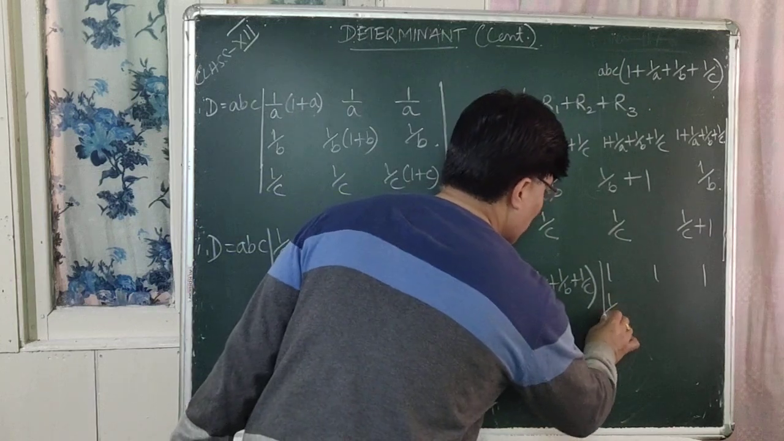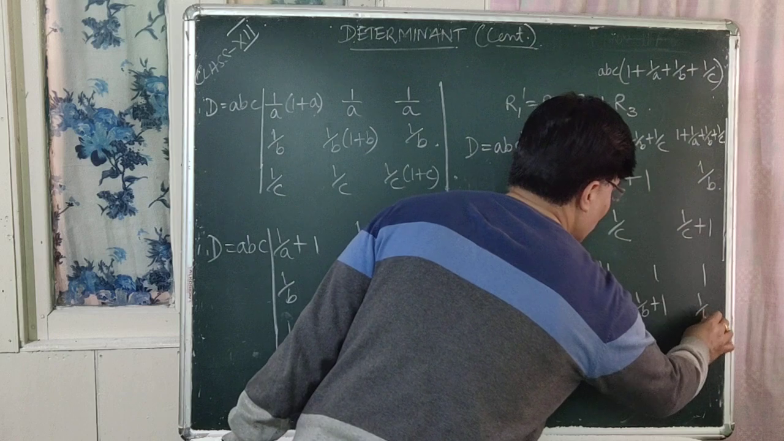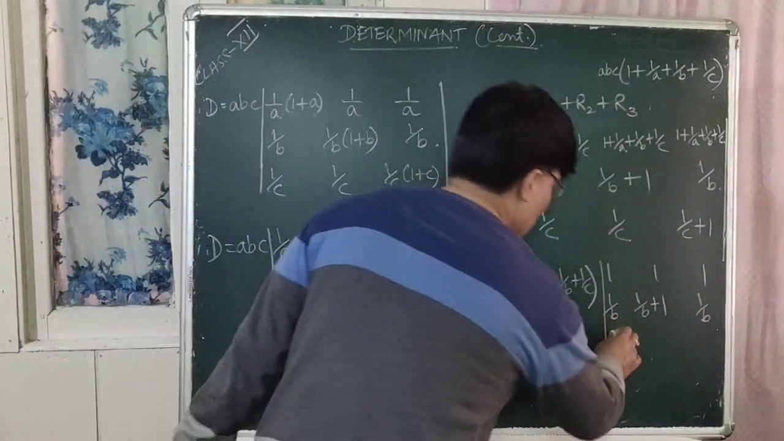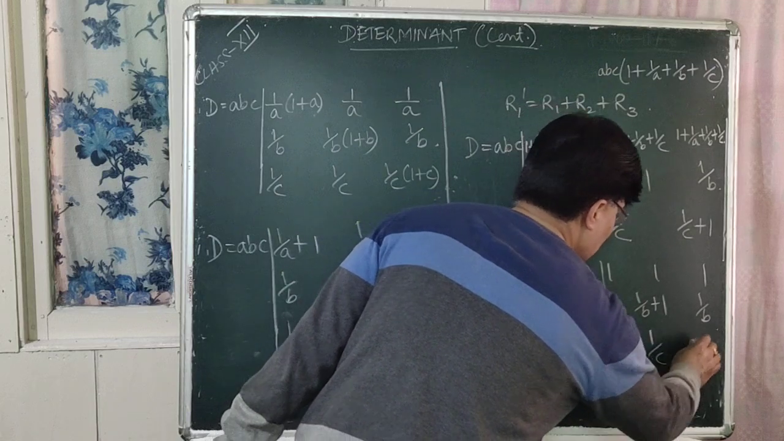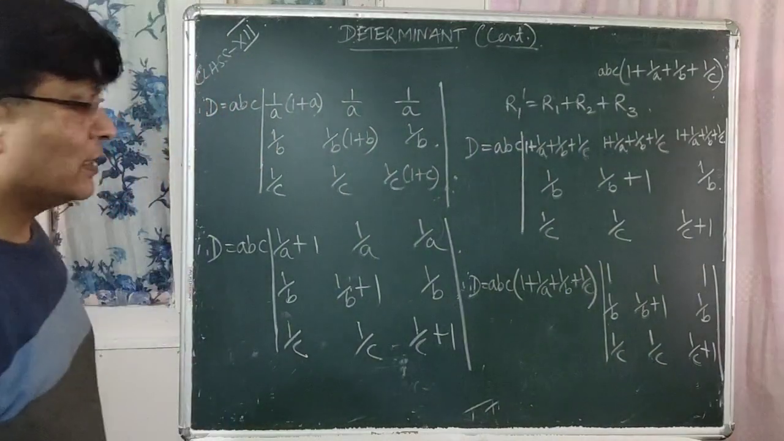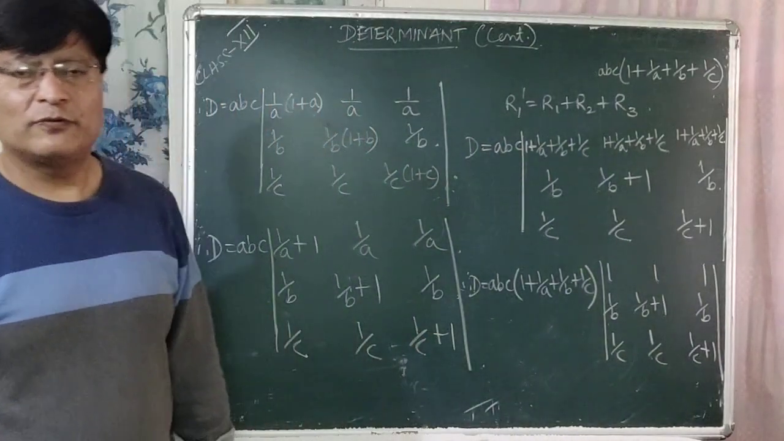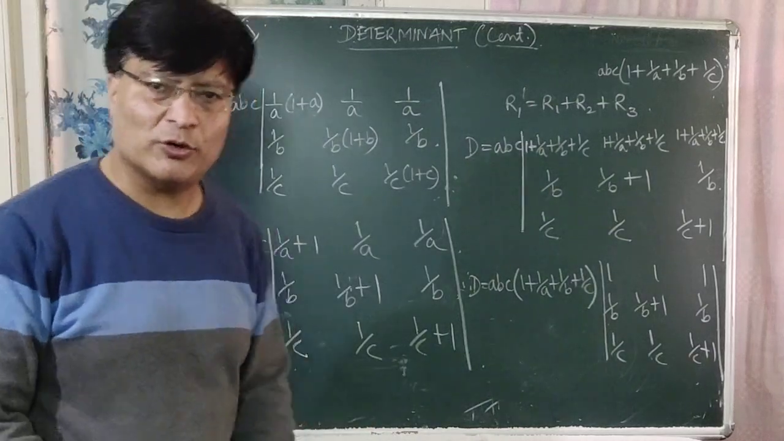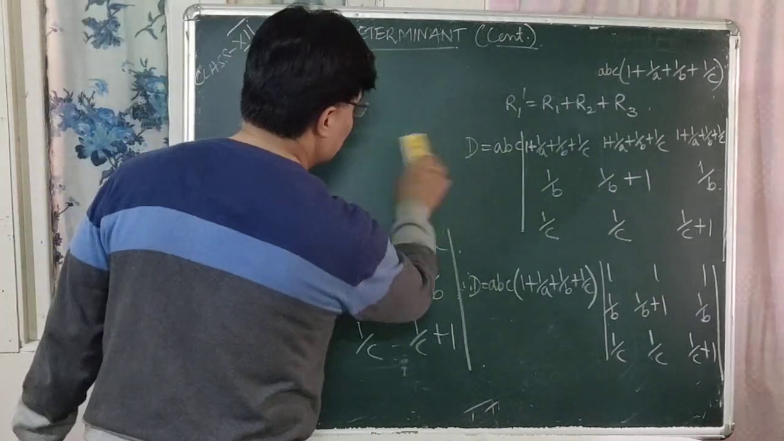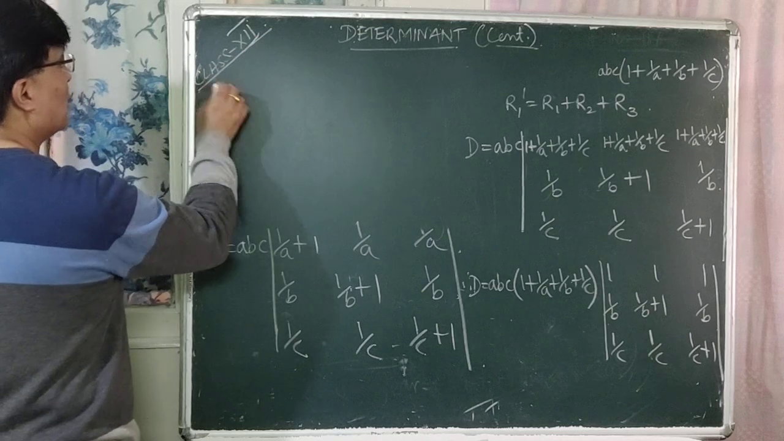Second row remains same, 1 upon B plus 1. This is 1 upon B, right? Next, so 1 upon C, this is 1 upon C plus 1. So this is the determinant, okay? So there are 3 ones in the first row. You can make any 2 of these ones 0 by using the properties here. So what type of property will you use here? This is property number 5. What is that property number 5?